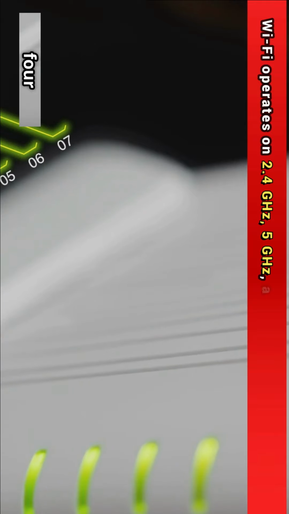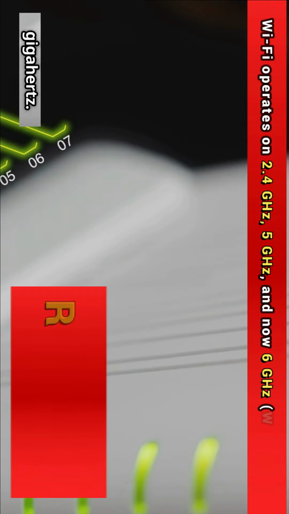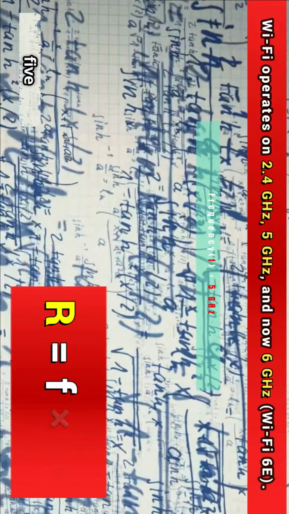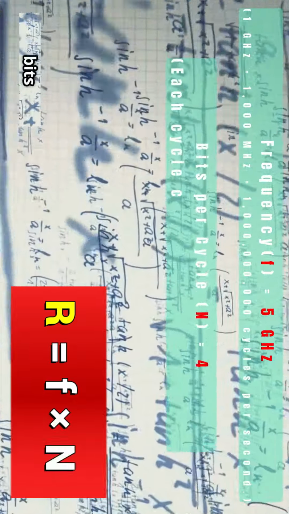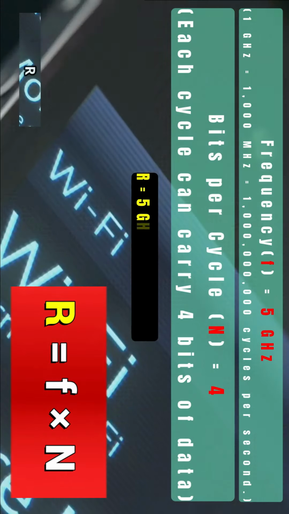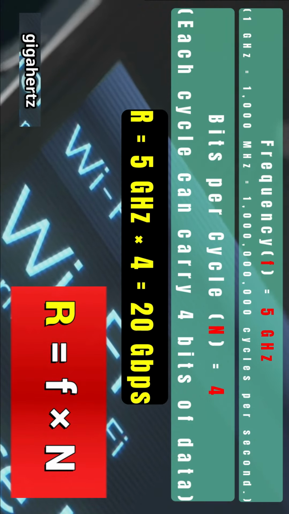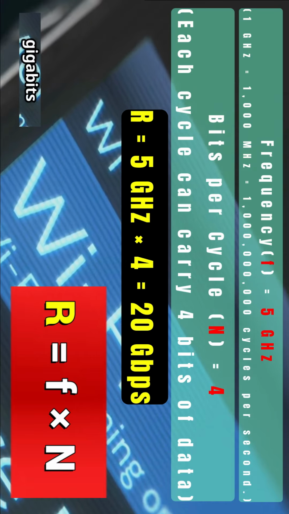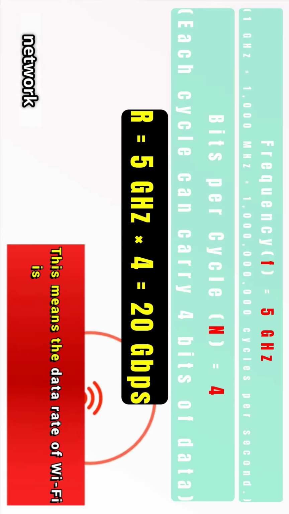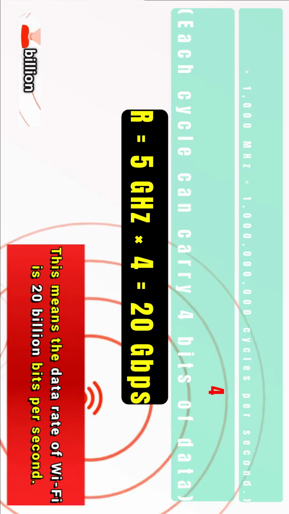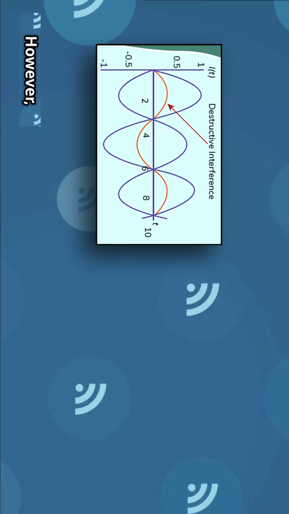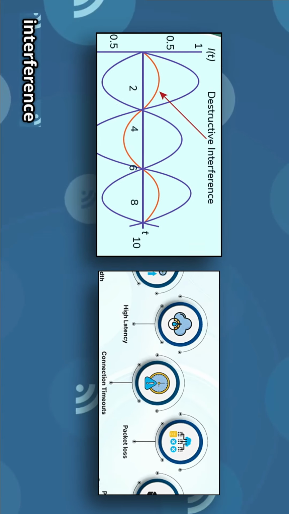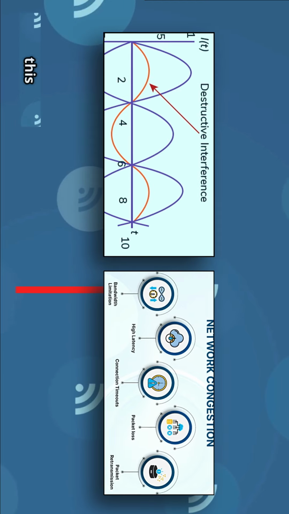Consider your home Wi-Fi network. Most Wi-Fi routers operate at frequencies of 2.4 GHz or 5 GHz. Let's calculate the data rate for a 5 GHz Wi-Fi signal with 4 bits per cycle. Using the formula R equals F times N, R equals 5 gigahertz times 4 equals 20 gigabits per second. This means the Wi-Fi network can theoretically transmit 20 billion bits of data per second. However, in practice, factors like signal interference and network congestion can reduce this rate.